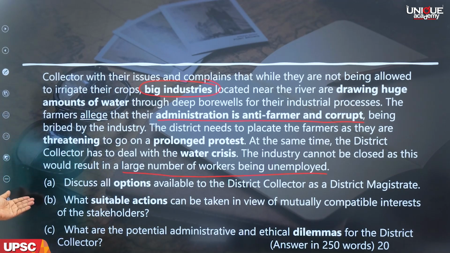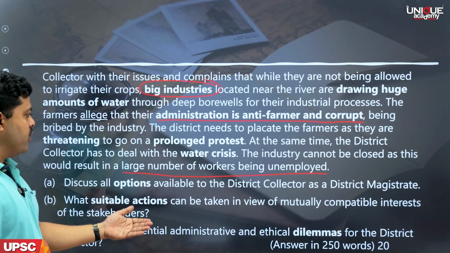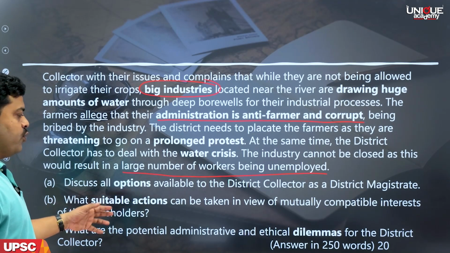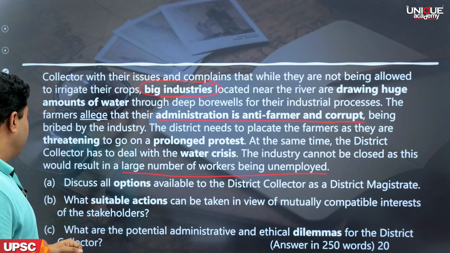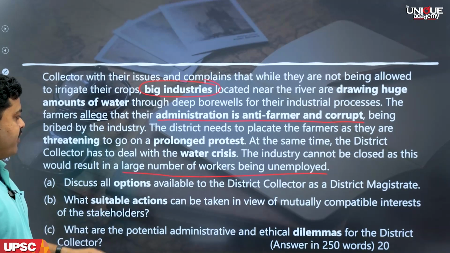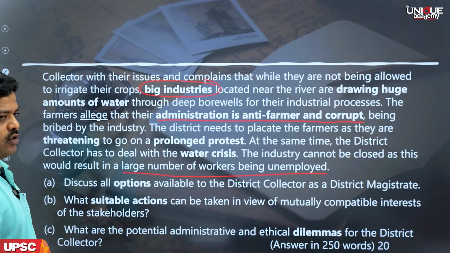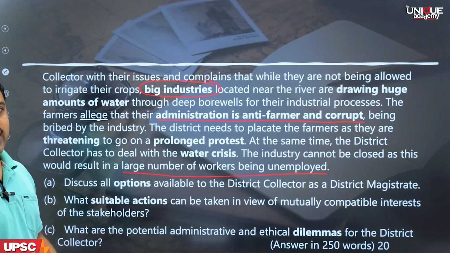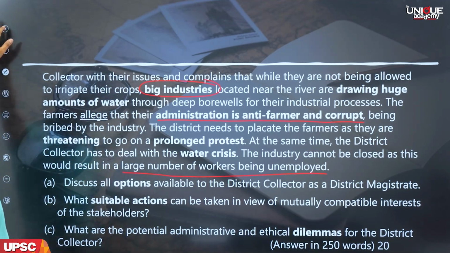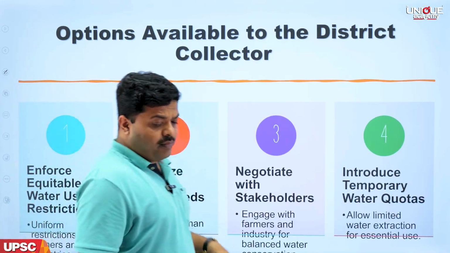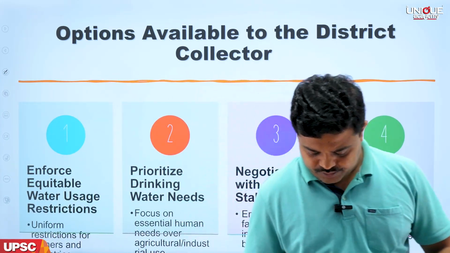So discuss all the options available to the district collector as a district magistrate. What suitable action can be taken in view of the mutually compatible interest of the stakeholders? So mutually compatible interest should be served. And what are the potential administrative and ethical dilemmas for the district collector? So these are the three questions we need to handle. OK, so let's look at the first one. Options available to the district collector.